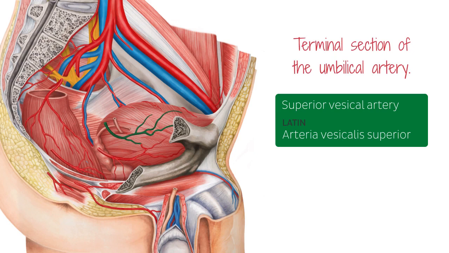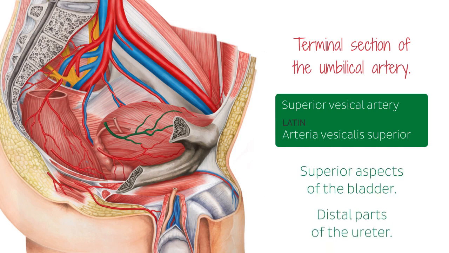Now, the superior vesical arteries course along the upper and middle segments of the urinary bladder and then supply the superior aspects of the bladder and the distal parts of the ureter.